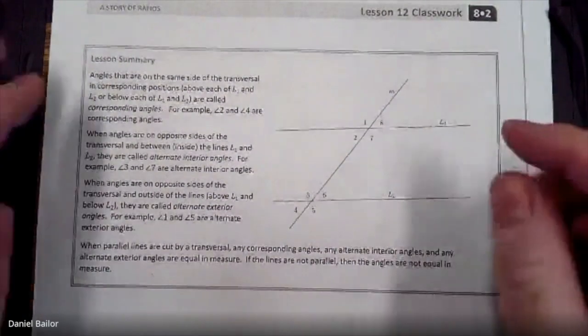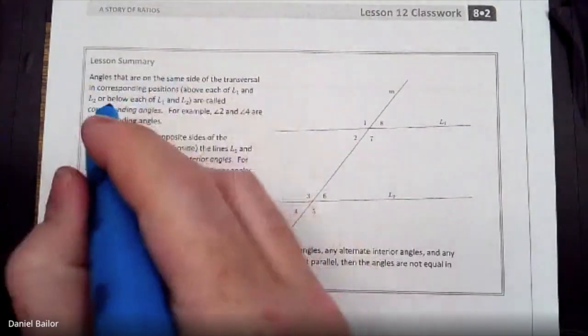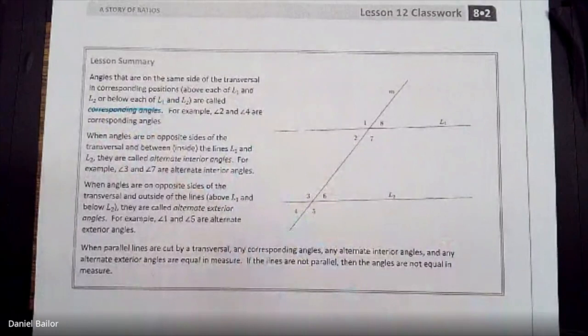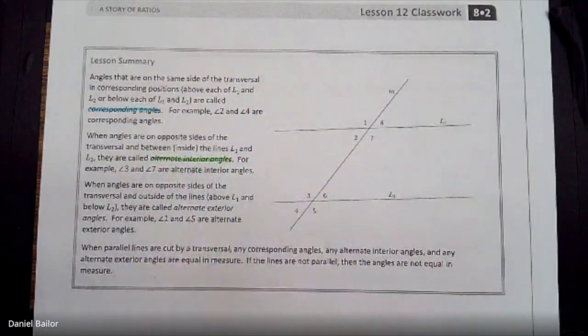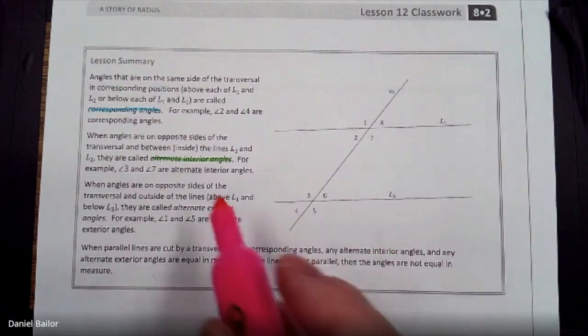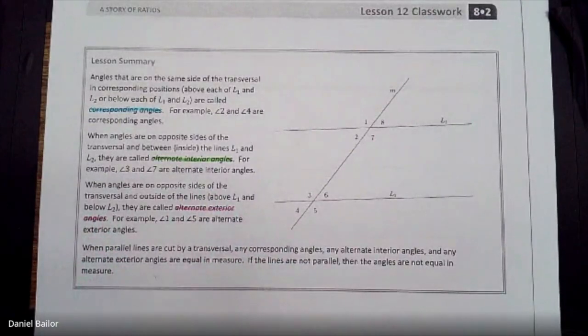So the first little paragraph tells you about corresponding angles. It reminds you here and gives you examples of corresponding angles. The second paragraph tells you about alternate interior angles. So if you need a little bit of review about alternate interior angles, look at the second paragraph. And alternate exterior angles is the third paragraph. So the lesson summary will probably help you on this.